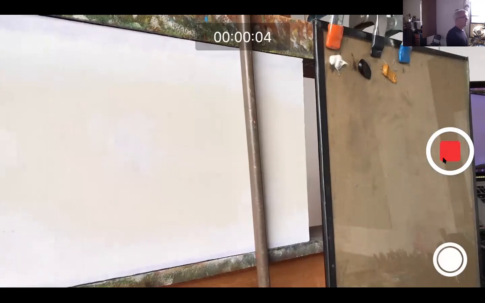Okay, so again, there are some advantages to the ones you buy at an art supply store, like you can dismantle them to easily pack them, that kind of thing.